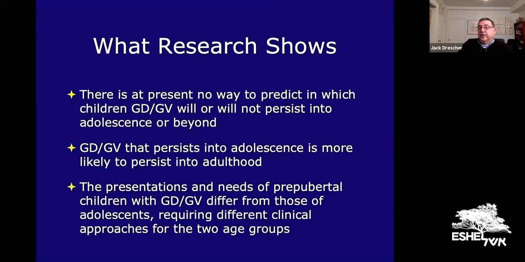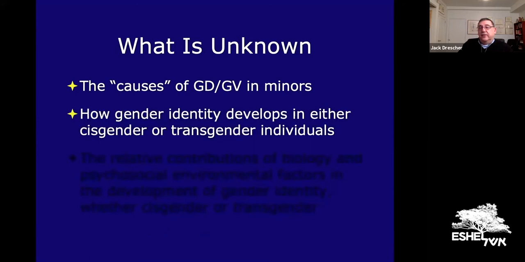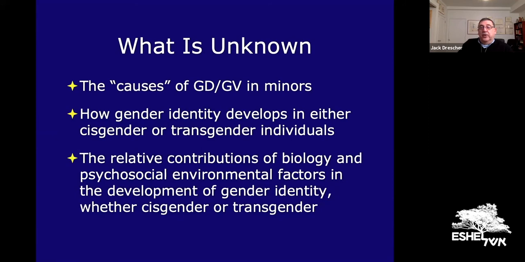And so the presentations and needs of prepubertal children differ from those of adolescents, requiring different clinical approaches for the two age groups. So we don't know what causes it. Nobody knows. Anybody has a theory, good for them. They haven't proven it. We don't know how anybody's gender identity develops, whether we're cisgender or transgender. And we don't know the relative contributions of biology and psychosocial environmental factors in development of gender identity, whether cisgender or transgender.